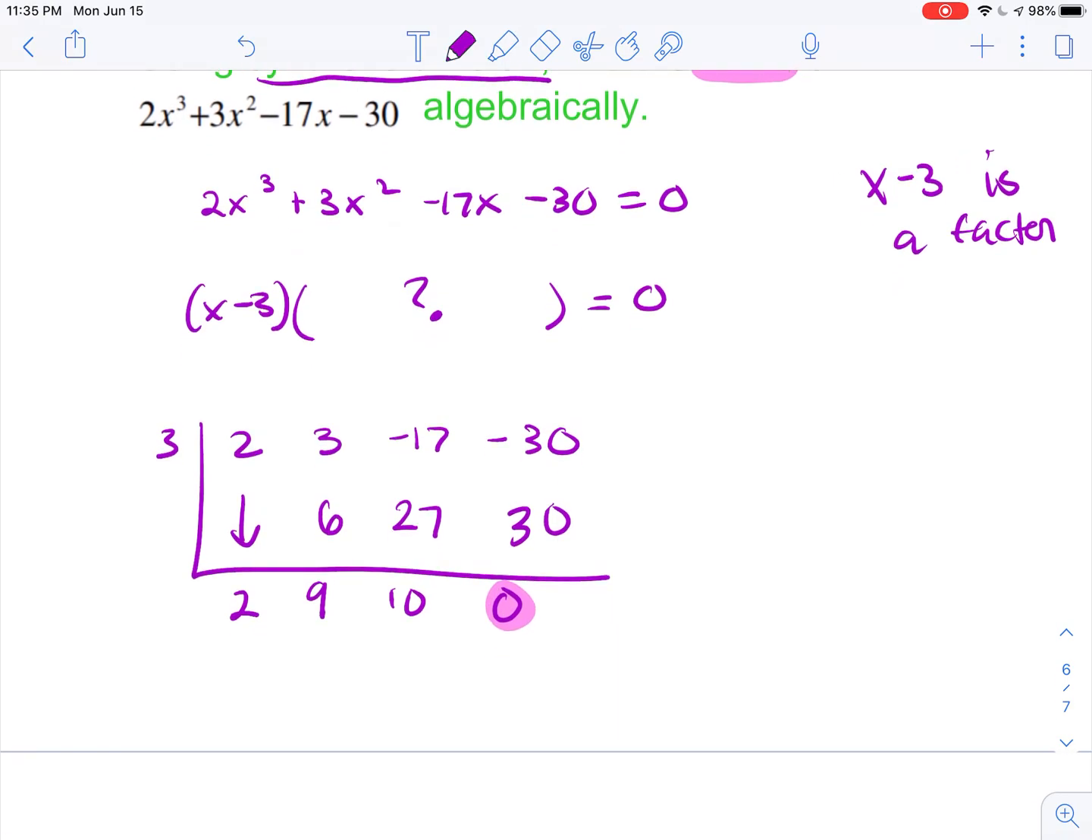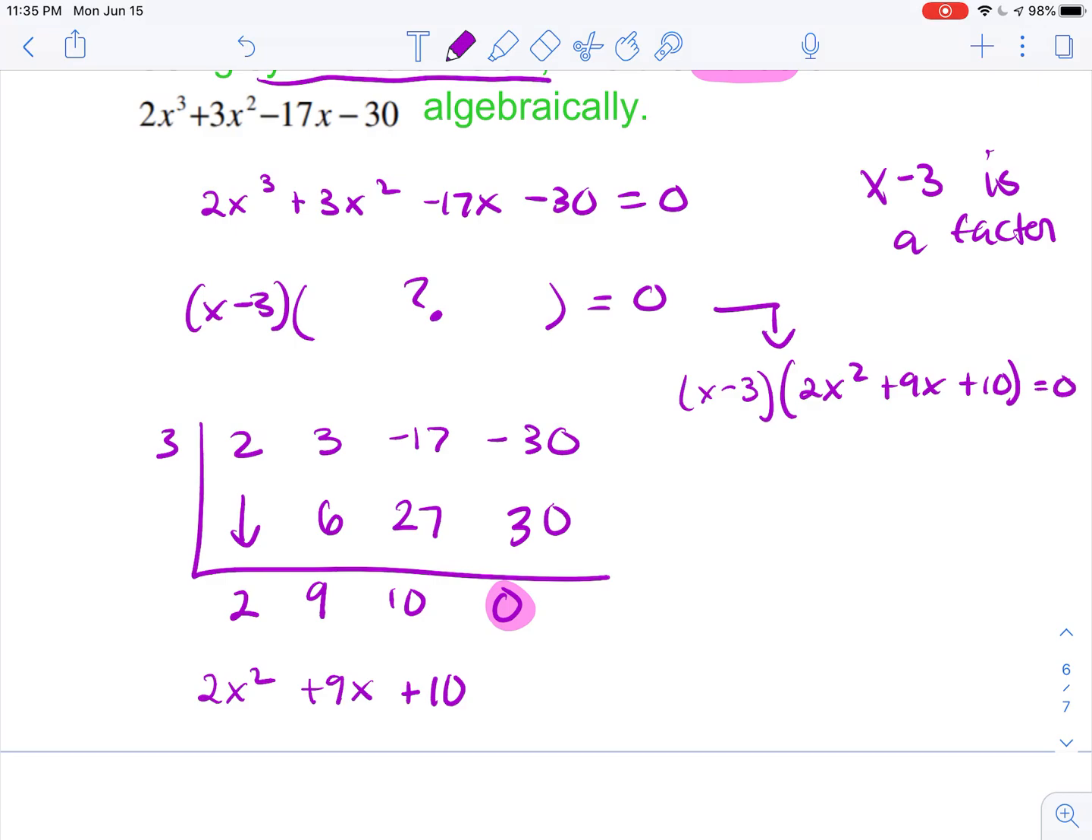And so what goes in that parentheses? Well, one power less than the leading, so that's x to the second. So this should be 2x squared plus 9x plus 10. All right, so now this problem becomes x minus 3 and then 2x squared plus 9x plus 10 equal to 0. So now we have a quadratic.